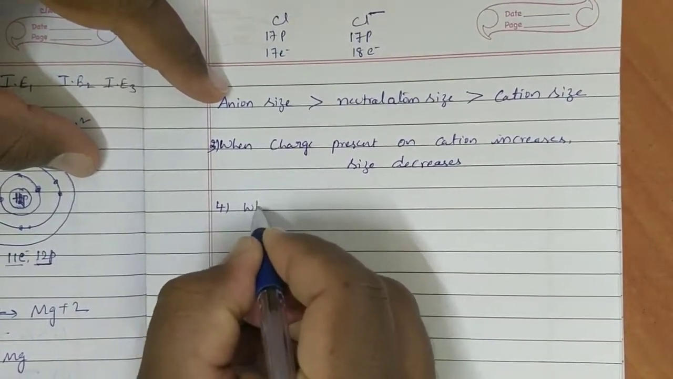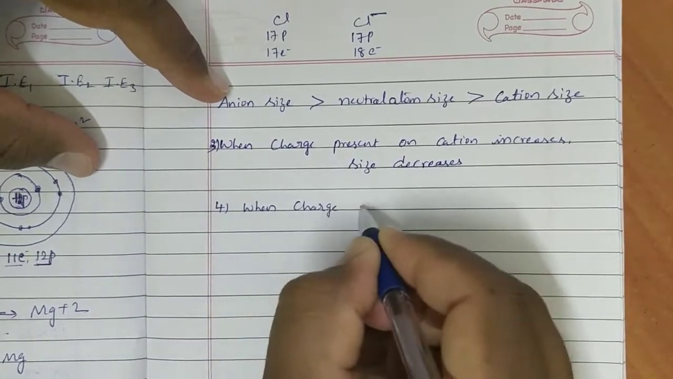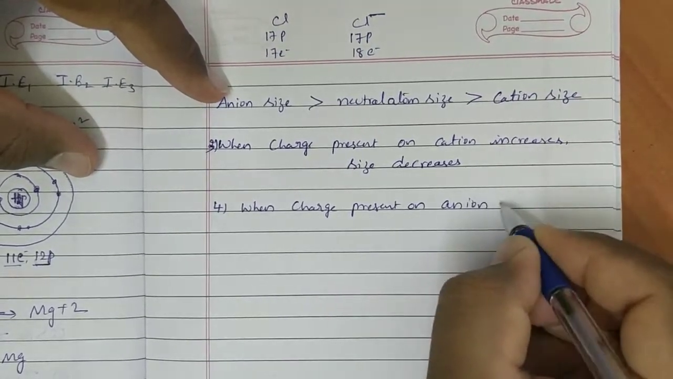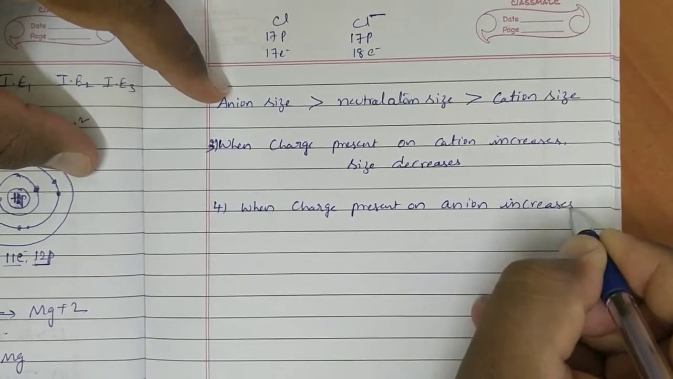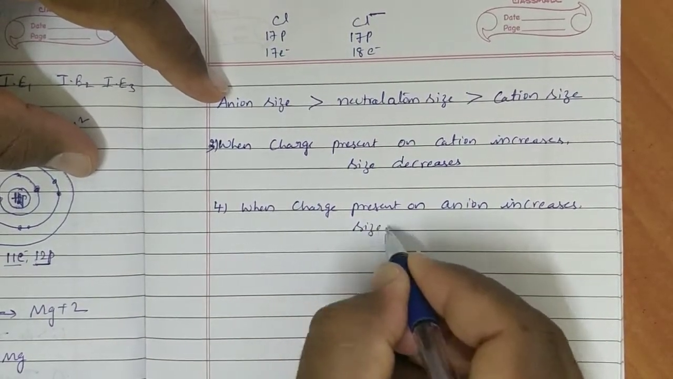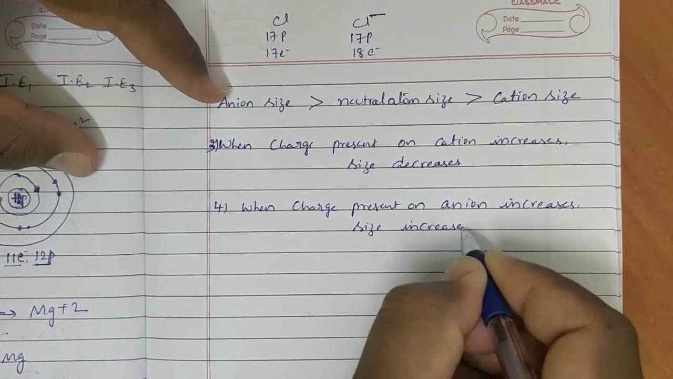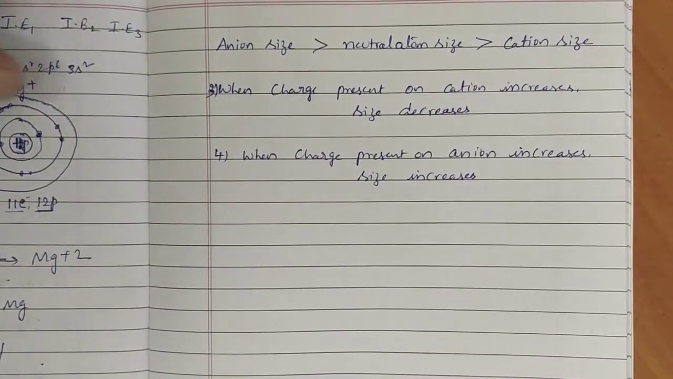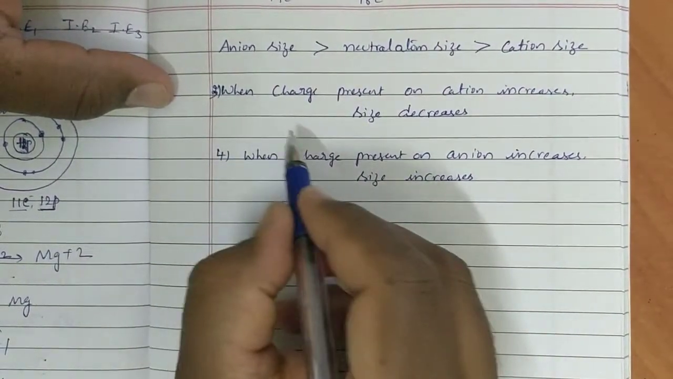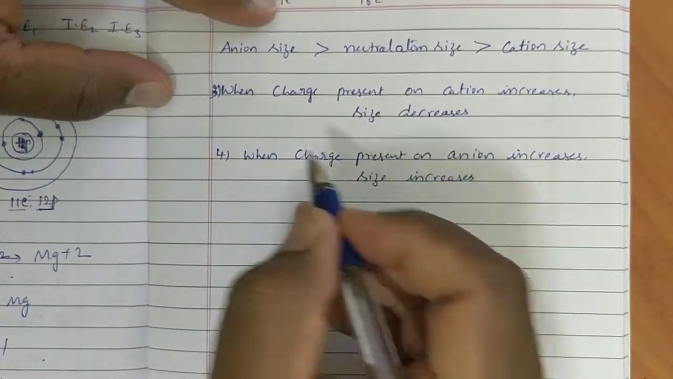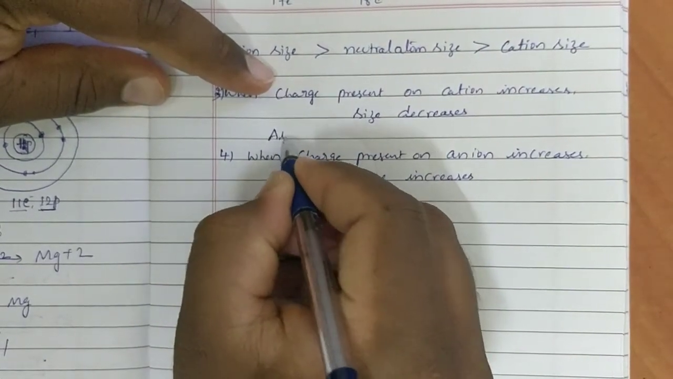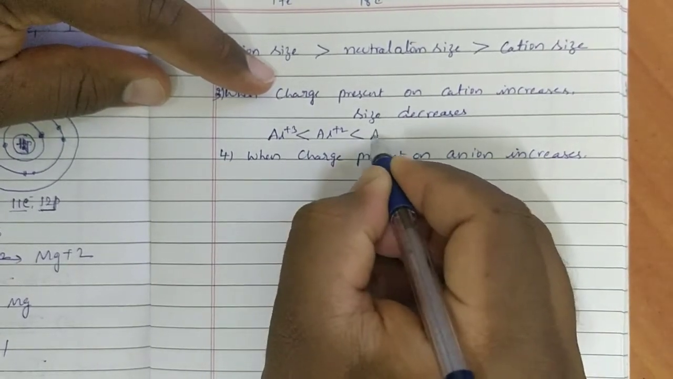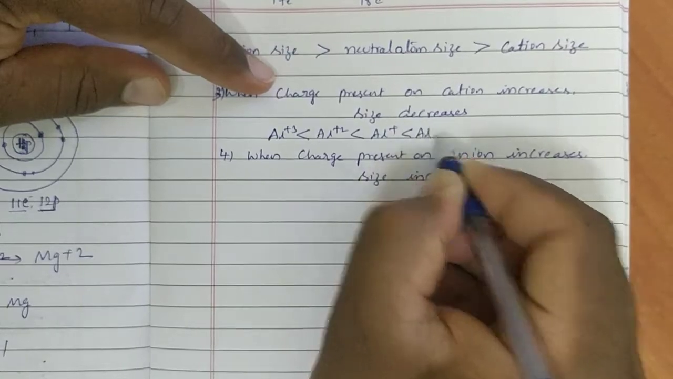Fourth one: when the charge present on the anion increases, size increases. Now, for the third point, when the charge present on the cation increases, size decreases. Example, Al3+ is smaller than Al2+, which is smaller than Al+, which is smaller than aluminium.